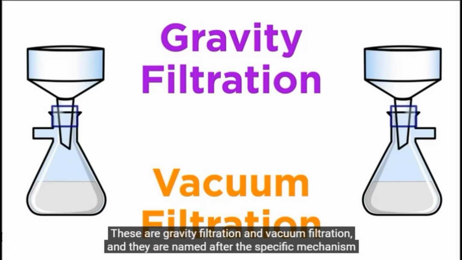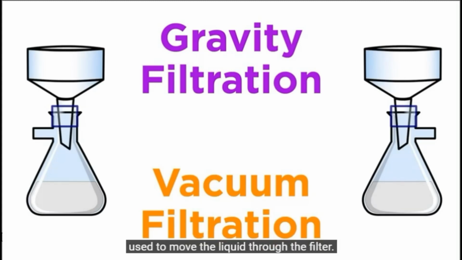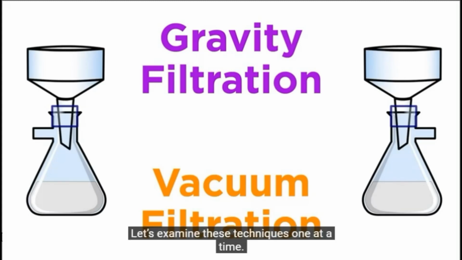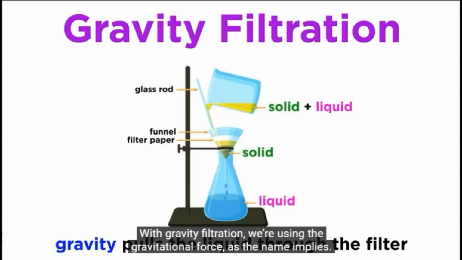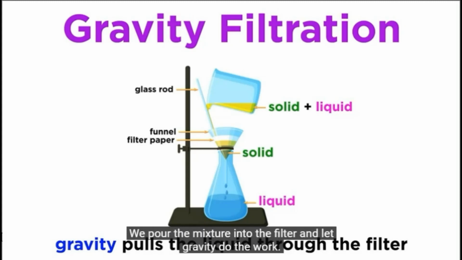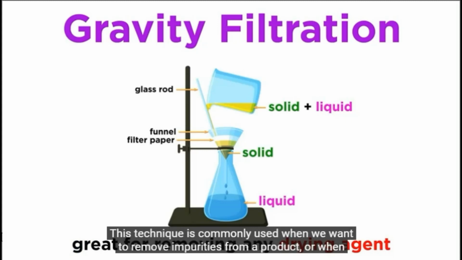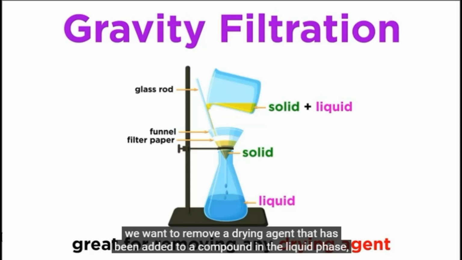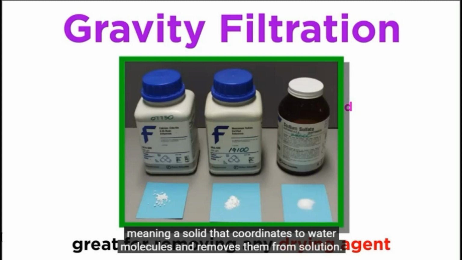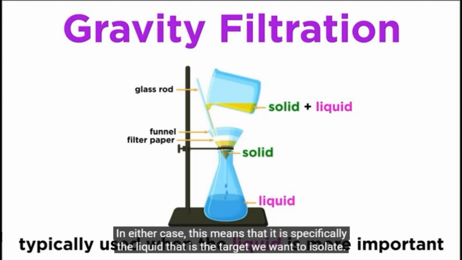These are gravity filtration and vacuum filtration, and they are named after the specific mechanism used to move the liquid through the filter. Let's examine these techniques one at a time. With gravity filtration, we're using the gravitational force, as the name implies. We pour the mixture into the filter and let gravity do the work. This technique is commonly used when we want to remove impurities from a product, or when we want to remove a drying agent that has been added to a compound in the liquid phase, meaning a solid that coordinates to water molecules and removes them from solution. In either case, this means that it is specifically the liquid that is the target we want to isolate.